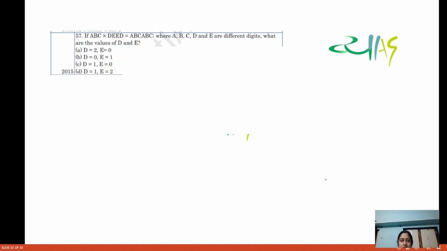Okay. Now look at this question. This came in 2015. You are given ABC into DEED gives ABC, where A, B, C, D are all different digits. Then what are the values of D and E?